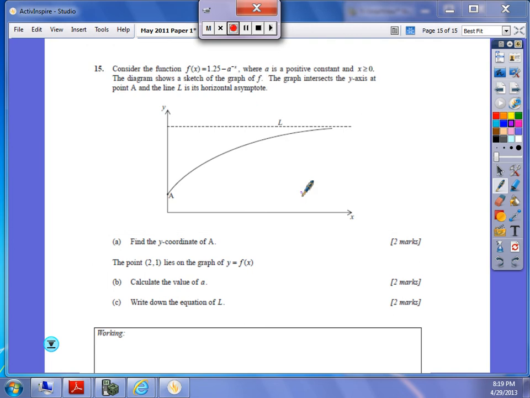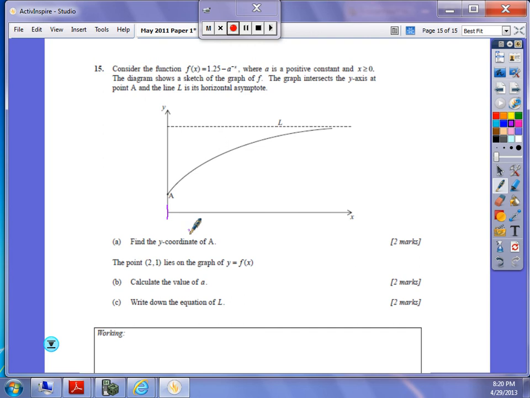Okay, we're on problem 15, the last problem of the May 2011 paper 1. And we've got a graph of a function, f of x is equal to 1.25 minus a to the negative x, and a is a positive constant. We have to keep that in mind for something we're going to do in a little bit. x is greater than or equal to 0. So we're only graphing these values that are on the, if this is the y-axis, we're graphing positive values.